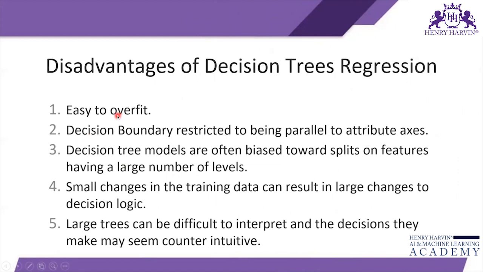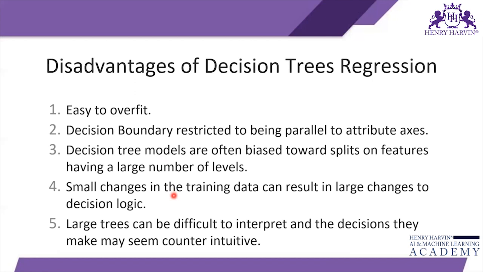So next comes the disadvantages of the decision tree regression. Easy to overfit. These decision trees can easily be overfit to our dataset. Decision boundary restricted to being parallel to the attribute axis. These decision boundaries are restricted, and decision tree models are more often biased towards splitting on features having a large number of levels. So basically, these decision trees try to split up the data as much as they want and try to increase the depth of the tree. So that's why this decision tree is easily overfit.